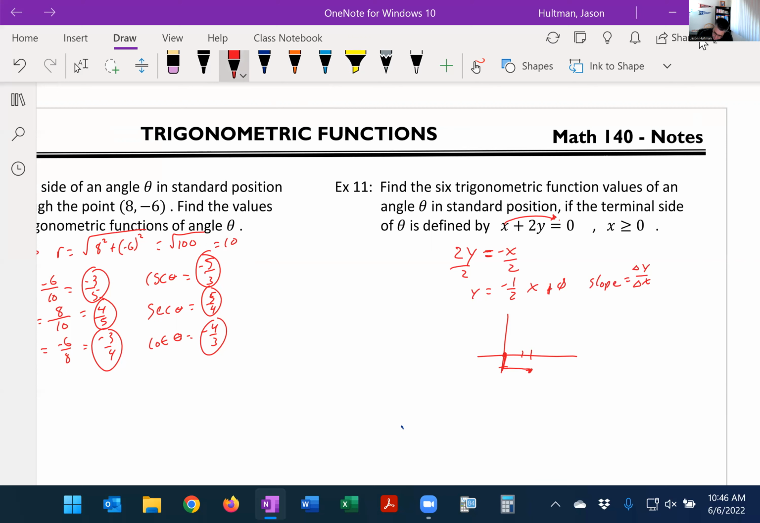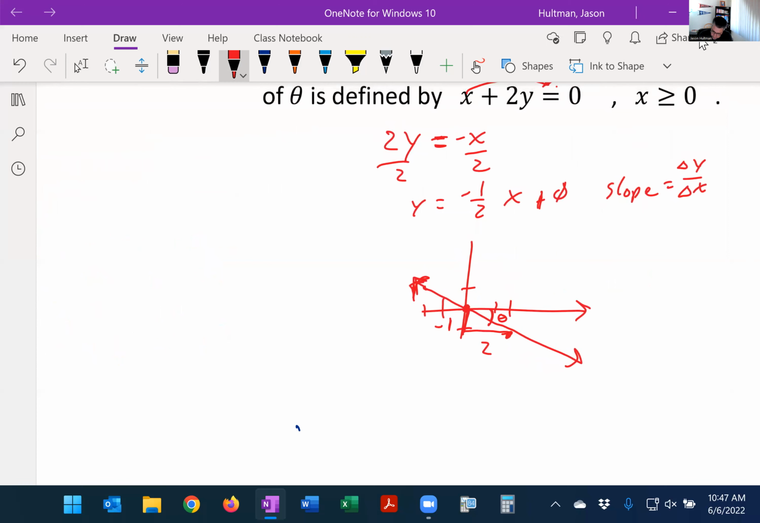Okay, and so we get our line. And if we were to go up 1 over -2, we would get another point. And so we get this line here. Okay, and I want to create an R, a radius. If y is -1 and x is 2, then how am I going to create my theta? Well, theta is always the angle with respect to the x-axis. Zoom in here. And so this is angle theta.